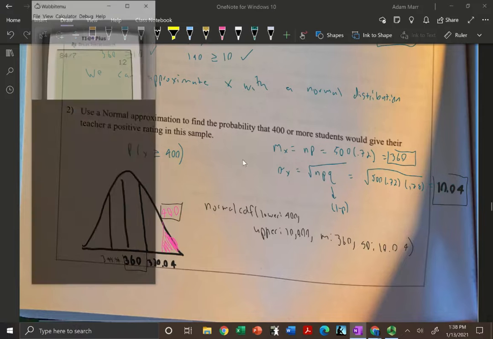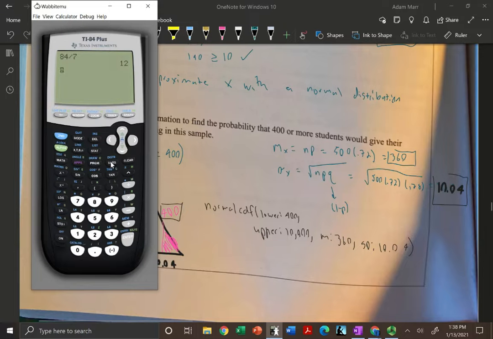You press second VARS, and normal CDF is right there. Don't forget, you put everything in there. Lower was 400, sorry about that, guys, I was reading that wrong. Lower is 400. Upper is 10,000. The mean is 360. And the standard deviation is 10.04. There we go.